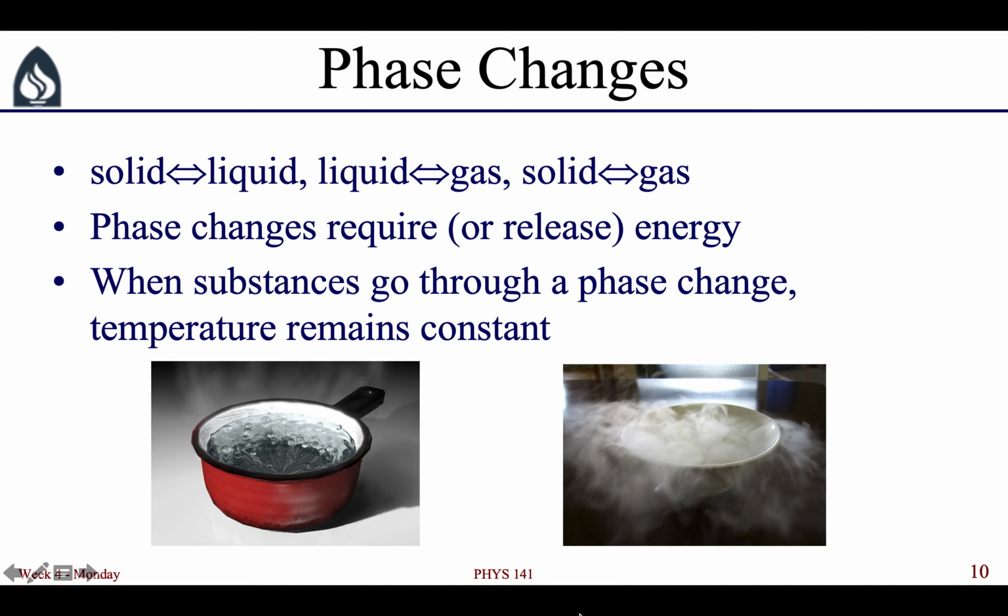Phase changes occur when a material changes phase. So you could have a material going between a solid and a liquid and a gas, or even a solid and a gas. Below in these two pictures, you can see some examples of phase changes. There's a pot with some boiling water.